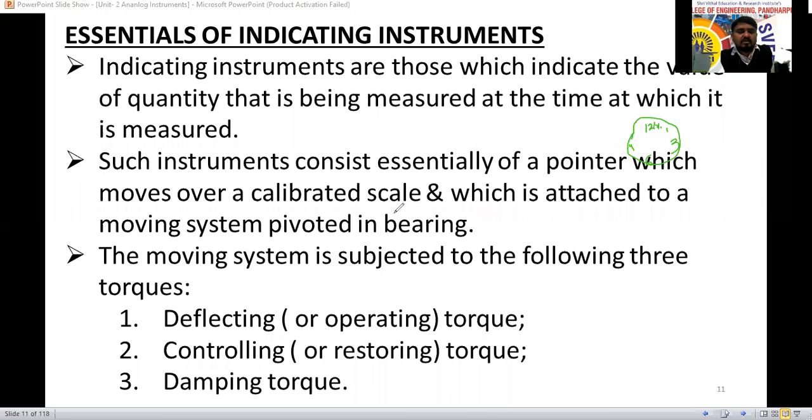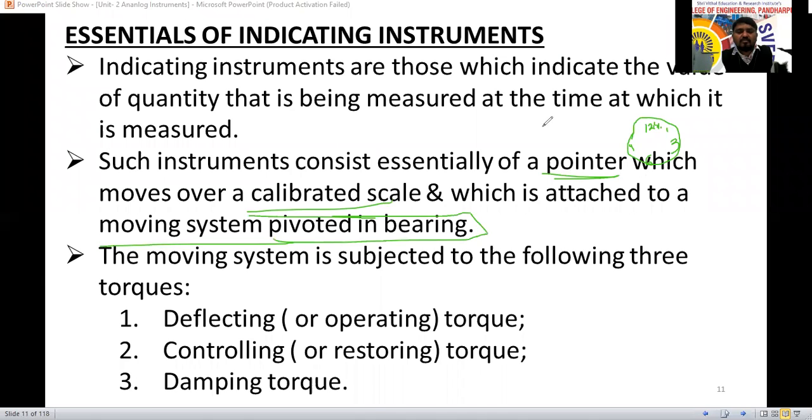So like that, the calibrated scale and a pointer are essential for the indicating instruments here. Such an indicating instrument consists essentially of a pointer moving over a calibrated scale, which is attached to the moving system. This pointer and scale is attached to the moving system pivoted in bearings here. The bearings they are going to use over there.